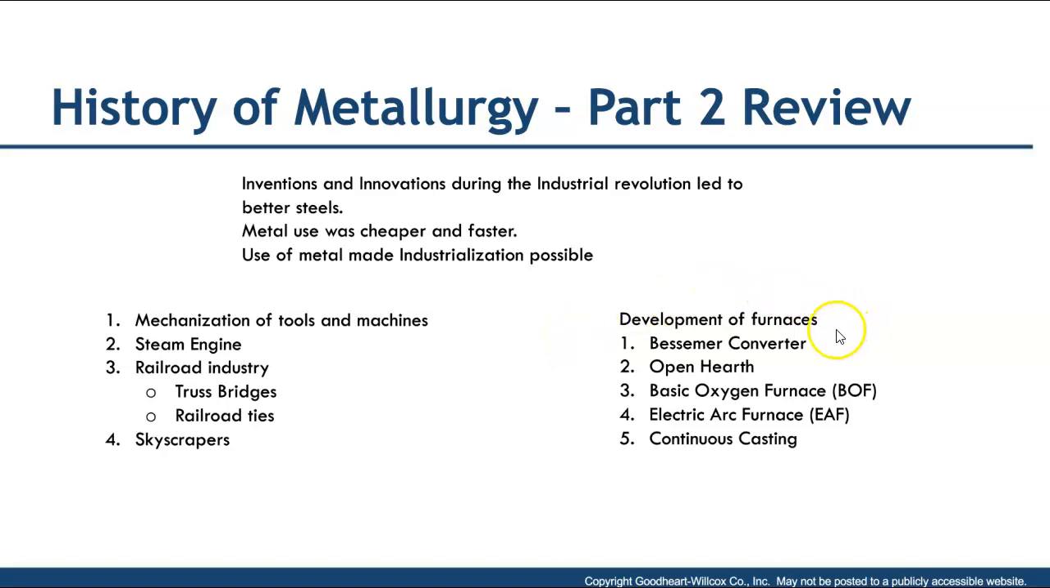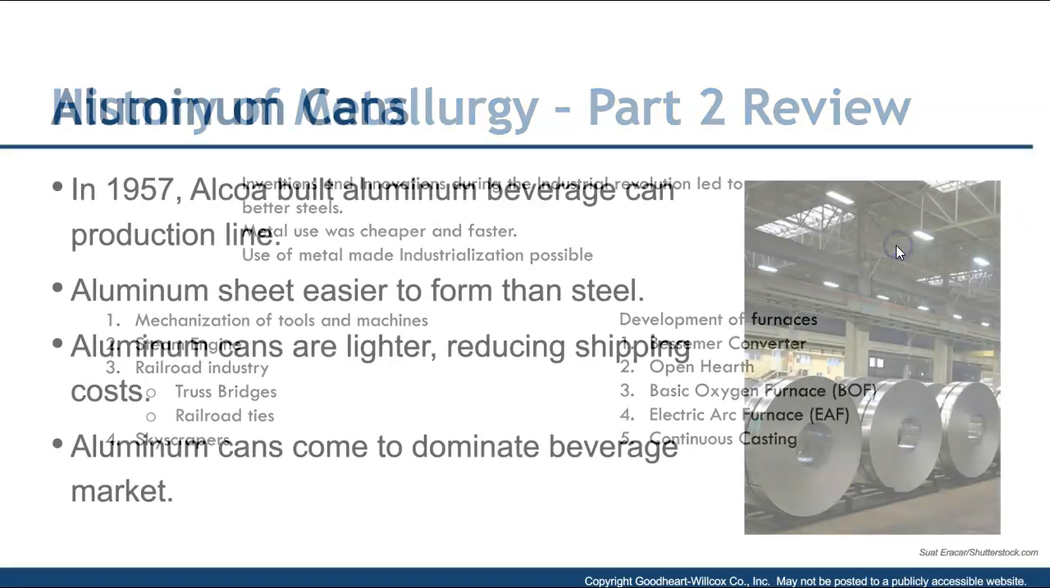We have the development of different types of furnaces in the 1850s, starting with the Bessemer converter, the open hearth furnace. Then we went into the basic oxygen furnace, the electric arc furnace, and continuous casting. That all kind of made the production of steel cheaper and easier, and we also had the production of aluminum starting to come out as well. So, which is kind of where we'll go here next.